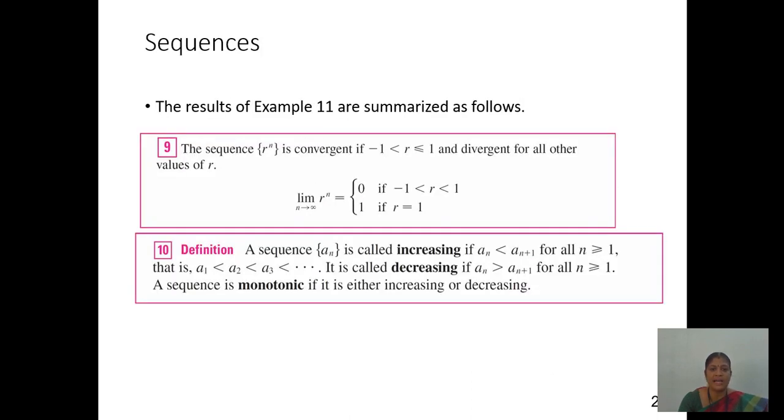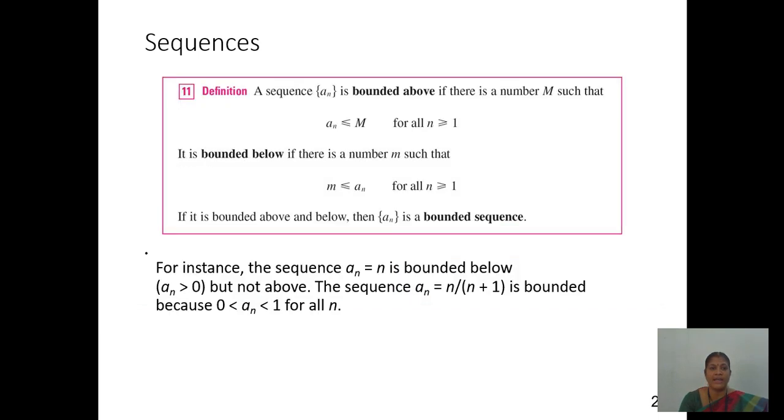The sequence r to the n is convergent if r lies between minus 1 and 1, and divergent for all other values of r. The limit as n tends to infinity of r to the n equals 0 if r lies between minus 1 and 1, and equals 1 if r equals 1. A sequence an is called increasing if an is less than a(n+1) for n greater than or equal to 1, so a1 is less than a2 and so on. It is a decreasing sequence if an is greater than or equal to a(n+1) for n greater than or equal to 1. A sequence is monotonic if it is either increasing or decreasing.